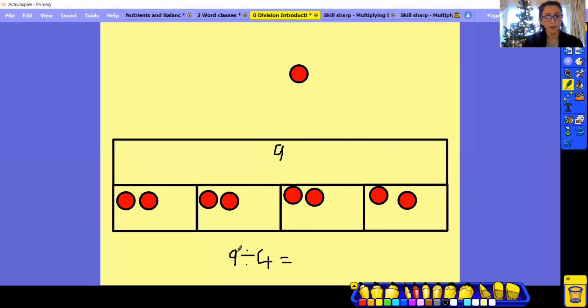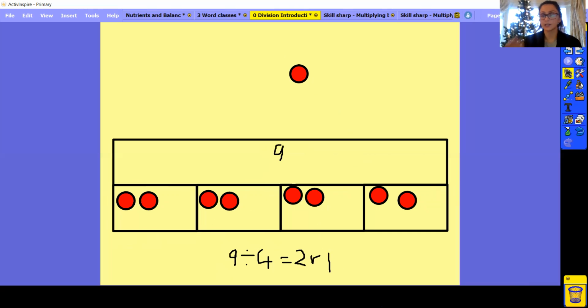So first of all, we've got 9 divided by 4. We have a look at the value of one of these boxes, which is a 2. However, we have 1 remainder. So we put 2, remainder 1. Well done if you managed to get that at home.